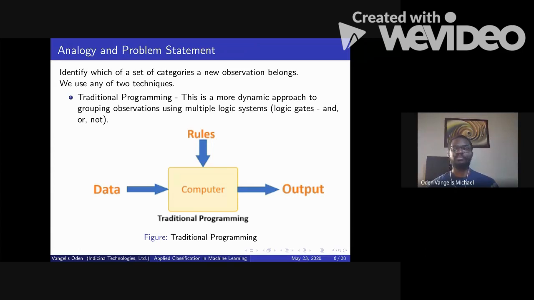I just take multiple if statements and chain them all together so that any input data can easily flow through to a class. If I see a new observation, I can say, if this observation relates to this particular logic statement, then it belongs to this class. If it doesn't relate to this particular logic statement, then it belongs to another class.